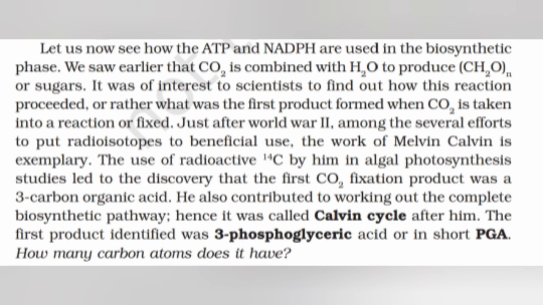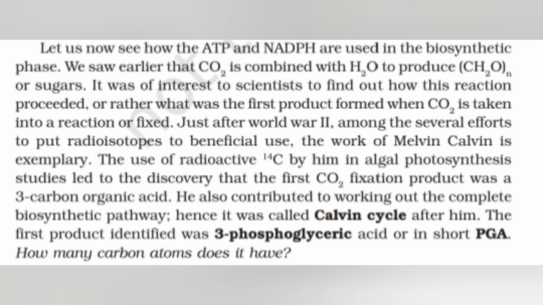Let us now see how the ATP and NADPH are used in the biosynthetic phase. We saw earlier that carbon dioxide is combined with H2O to produce (CH2O)n, which represents a carbohydrate or sugar. It was of interest to scientists to find out how this reaction proceeded, or rather, what was the first product formed when CO2 is taken into reaction or fixed.